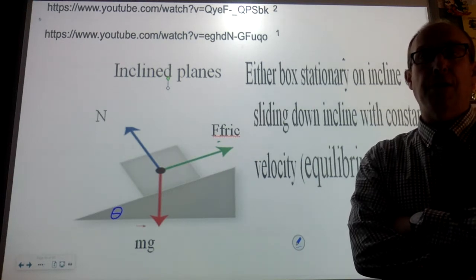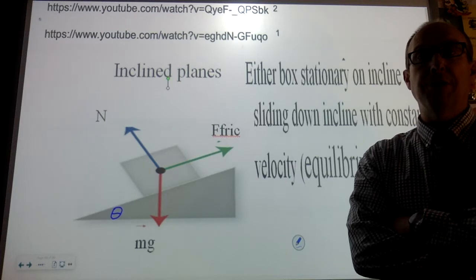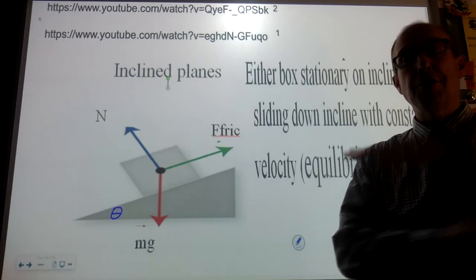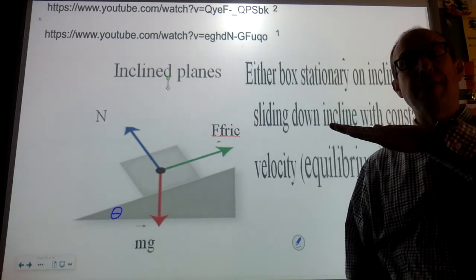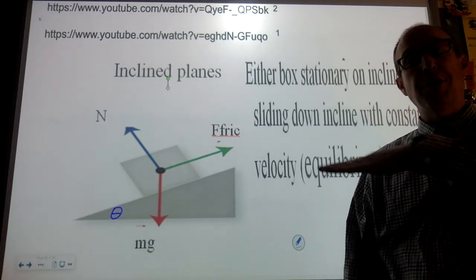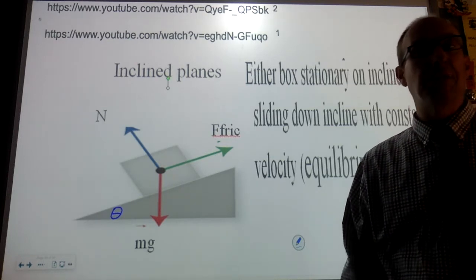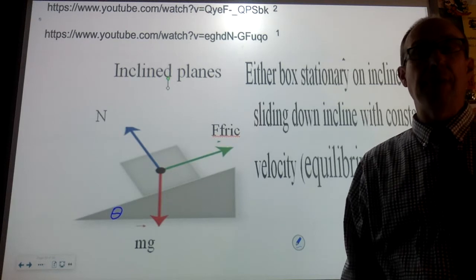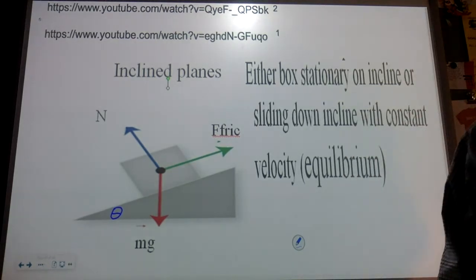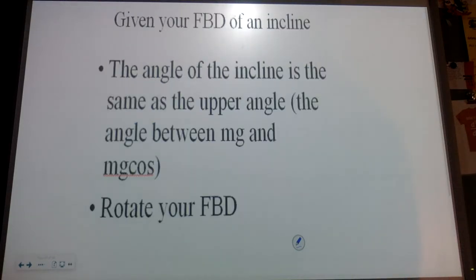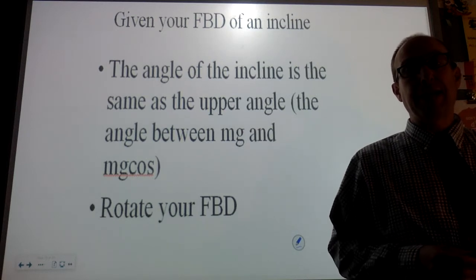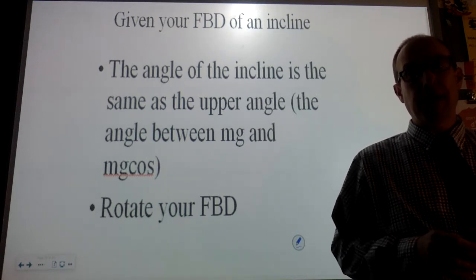This is common for everyday occurrences as well. If you've ever been in a car on very steep roads, they'll say there's a 5-degree grade, a 4-degree grade. They're telling you how steep the road you're driving is compared to 0 being a flat road. And 5 degrees is pretty steep. You'll see once we do the lab that something at 5 degrees will accelerate at a big rate. Given your FBD, the angle of the incline is going to be the upper angle of mg.